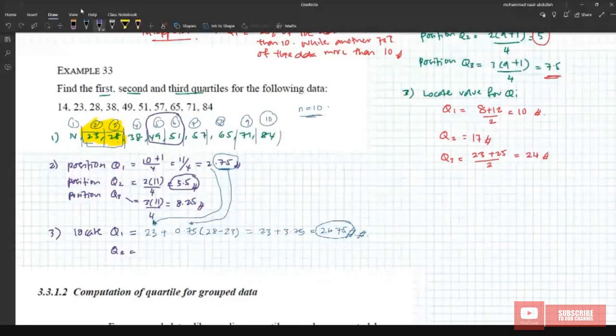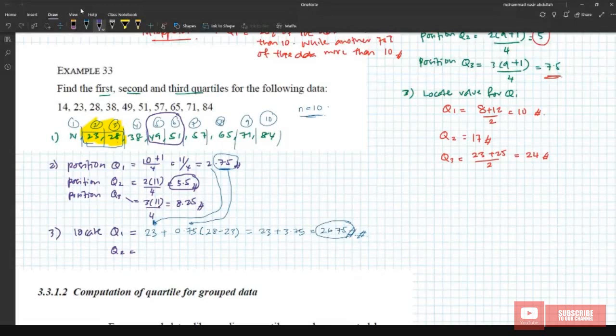So the value should be between 5 and 6, 49 and 51. 49 plus 51 divided by 2. So this one should be equal to 50, right? And then the position of quartile number 3.